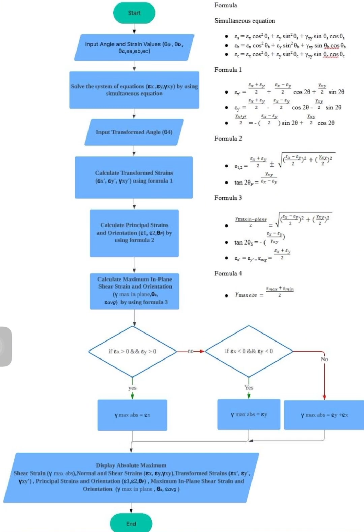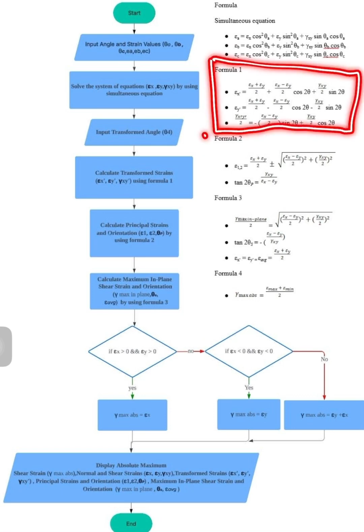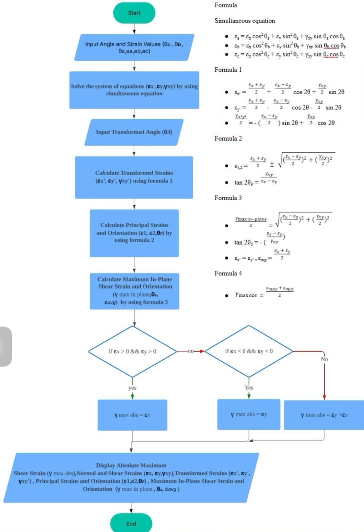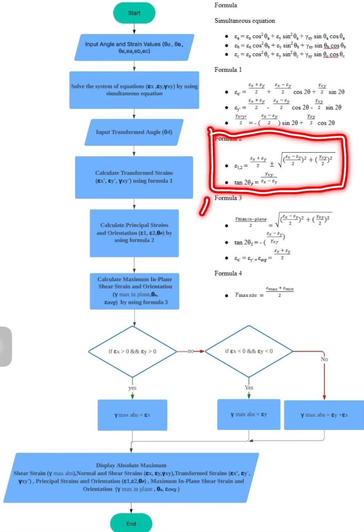Next, calculate the transformed strain: epsilon x prime, epsilon y prime, and gamma x prime y prime using formula 1. Formula 1 is given here and we'll insert it at this stage. Next part, calculate principal strain and orientation. The principal strains epsilon 1 and epsilon 2 and their orientation theta are computed using formula 2. Formula 2 has also been given here and is inserted at this stage.